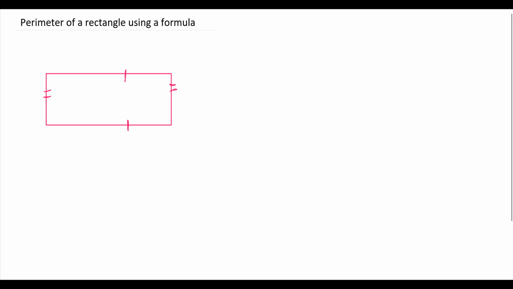So when we're in maths and we're looking at the side that's along the bottom here, we refer to it as the length. Now because this side is exactly the same as this side, this one is also called the length. Now the one that goes up here, we refer to it as width.